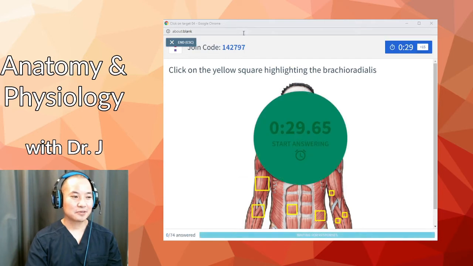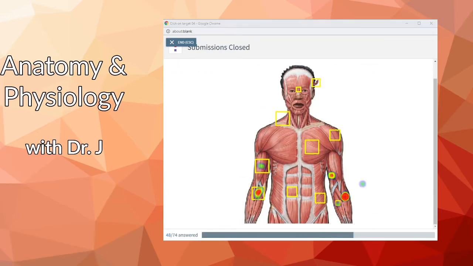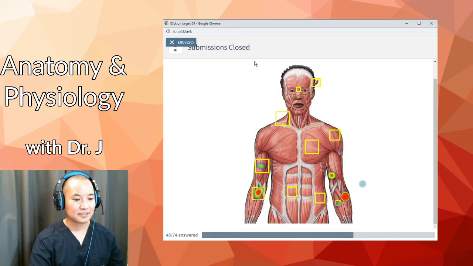Now click on the yellow square highlighting the brachioradialis. Okay, lock in your answers, and let's see how everyone did. So most of you clicked here, some of you clicked over here, some of you clicked here, and the people who clicked, let's reveal the answer here. Yeah, so the people who clicked here are correct. So brachioradialis, this is the brachialis over here.